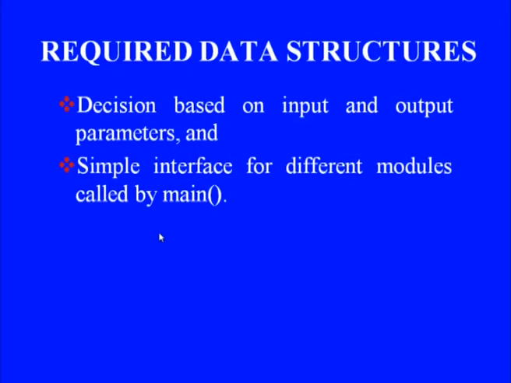Now before we can design our modules, we should also decide what sort of data structures we are going to use. Now the decision of data structures would be based on what are the input and output parameters which this code is required to handle. That is, what input we should provide to solve our problems and what output do we expect from our code. And the second important consideration is that we would like to have a simple interface for different modules when it is called by the driver function, which in C or C++ is called a main function. In Fortran you might call it main program.